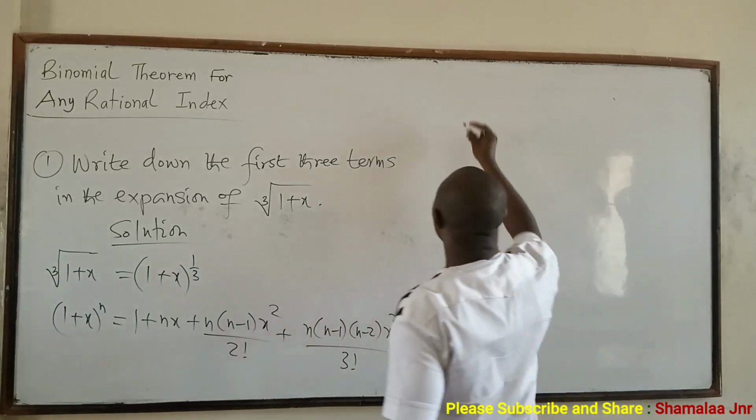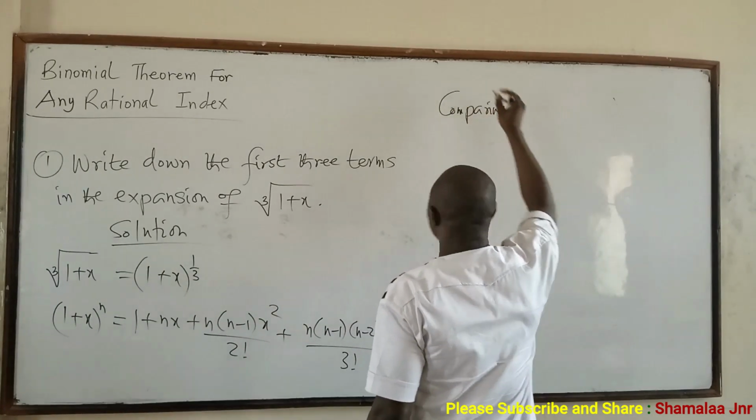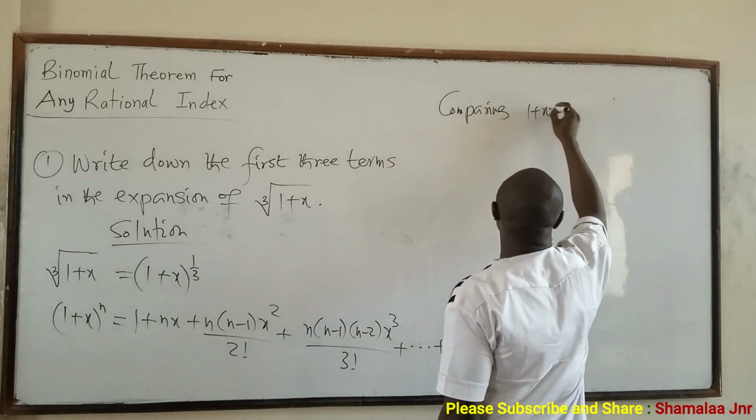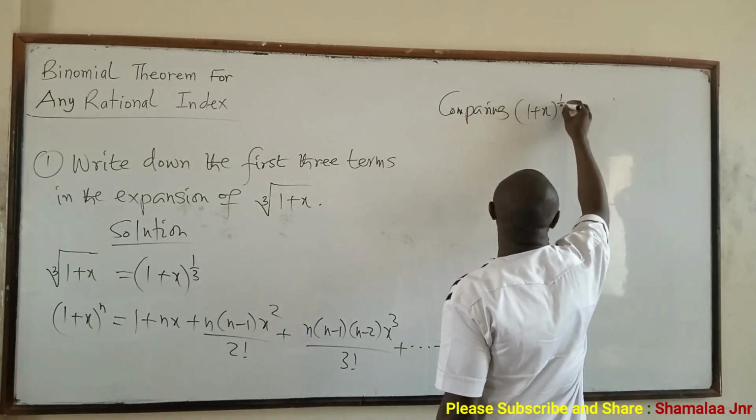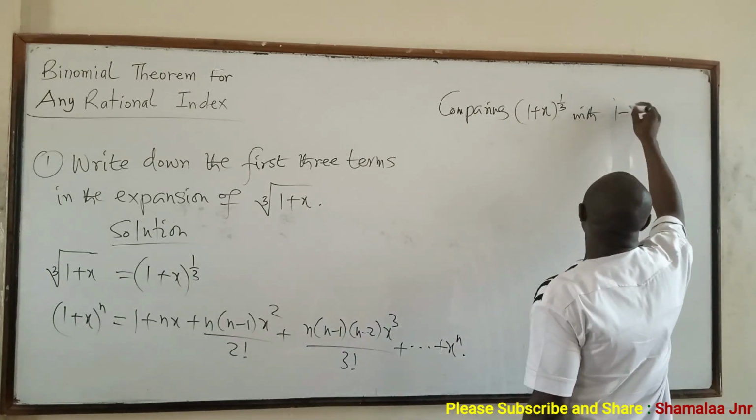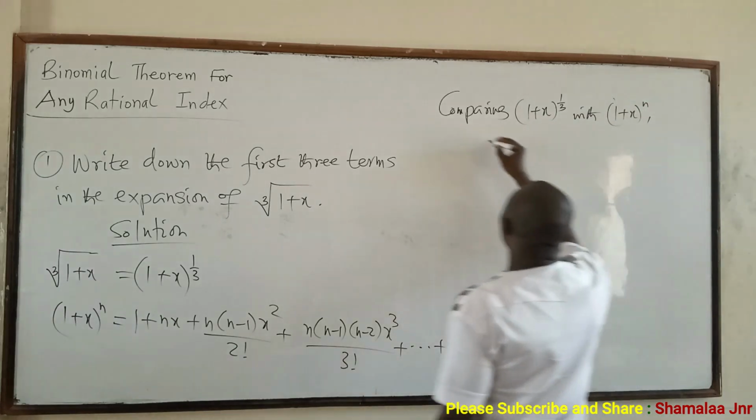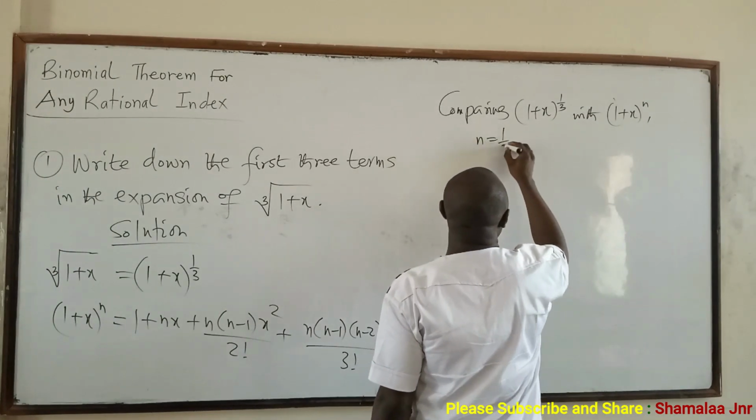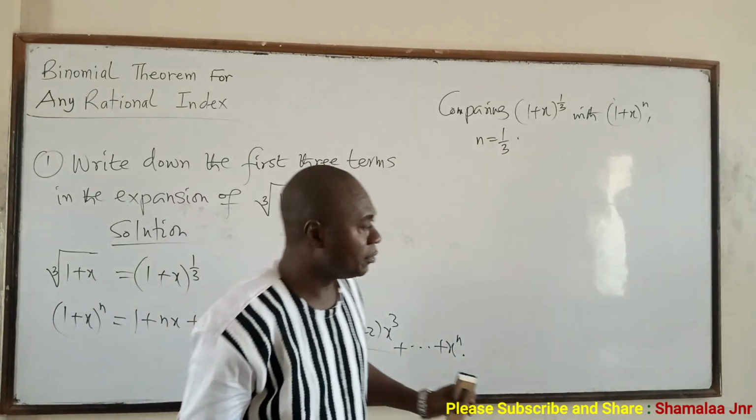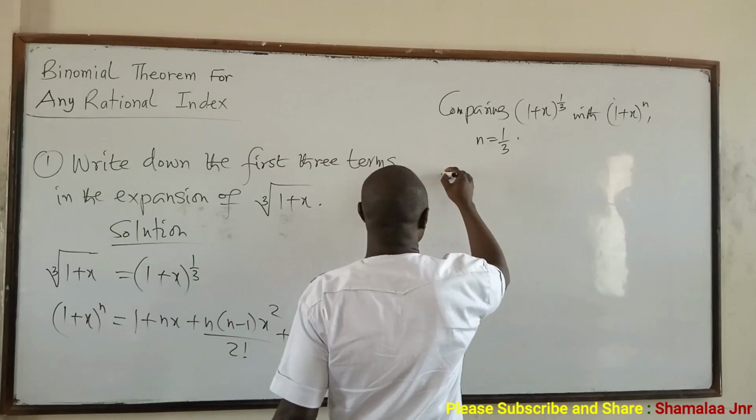So you can say, comparing (1 + x) all raised to the power 1 over 3 with (1 + x) all raised to the power n, n is equal to 1 over 3. The rest are the same. Yes, n is equal to 1 over 3. So we are going to use this formula.